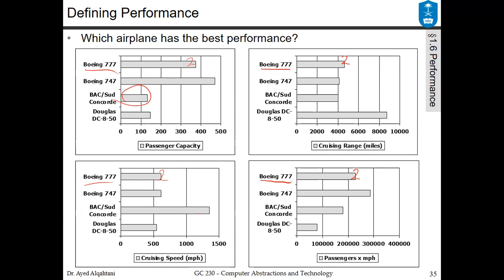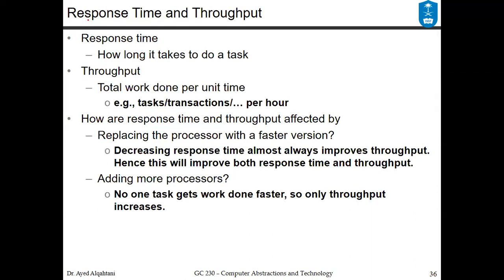So now, from this discussion, we should specify the performance components, and based on that, we can know if a certain CPU is better than another, or at least we have this metric, this number that tells us how good the CPU is. So we will talk first about the response time and the throughput.